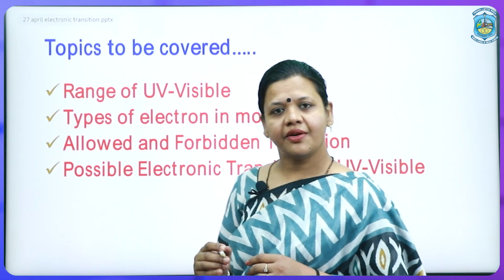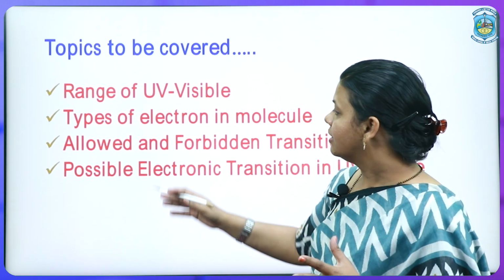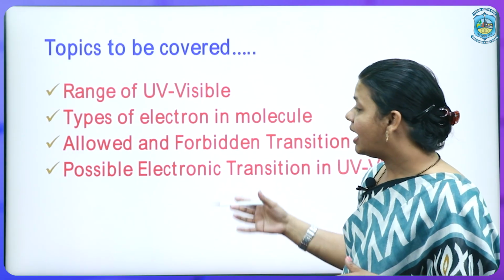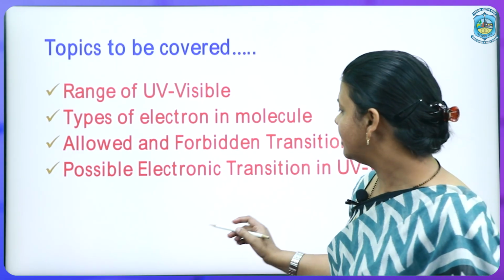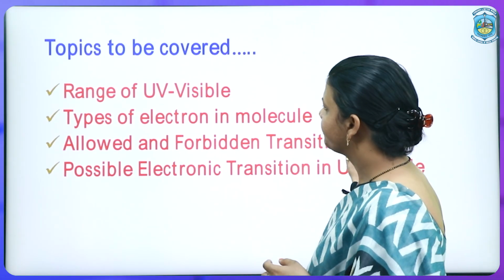The topics that we will cover today are the range of the UV visible radiations, the types of electrons which are present in the molecule, the allowed and forbidden transitions, and the possible electronic transitions in UV visible spectroscopy.